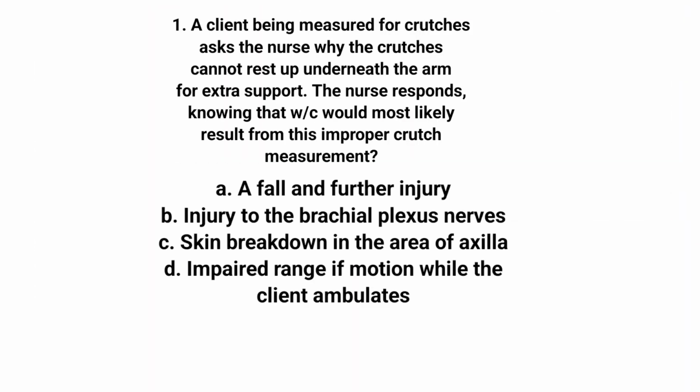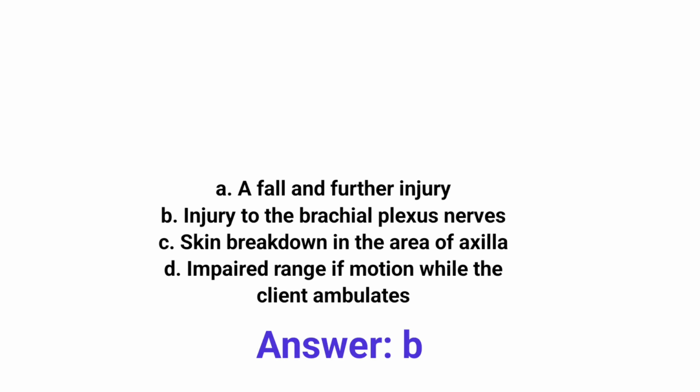A client being measured for crutches asks the nurse why the crutches cannot rest up underneath the arm for extra support. The nurse responds knowing that which most likely result from this improper crutch measurement. A. A fall and further injury. B. Injury to the brachial plexus nerves. C. Skin breakdown in the area of the axilla. Or D. Impaired range of motion while the client ambulates. Correct answer is B. Injury to the brachial plexus nerves.